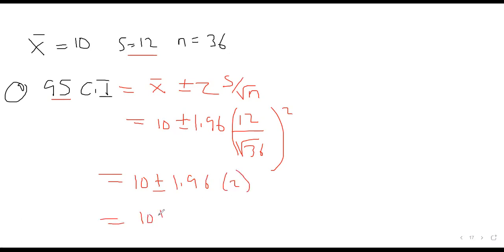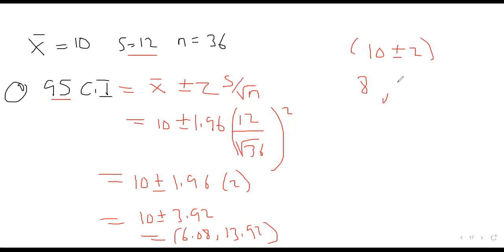So 10 plus or minus 3.92. You subtract and you add. You start by subtracting: 10 minus 3.92 is 6.08. 10 plus 3.92 is 13.92. So whenever we are finding a confidence interval, we find the range. For instance, if you have 10 plus or minus 2, you subtract 10 minus 2, we get 8. 10 plus 2, we get 12. This is a confidence interval.